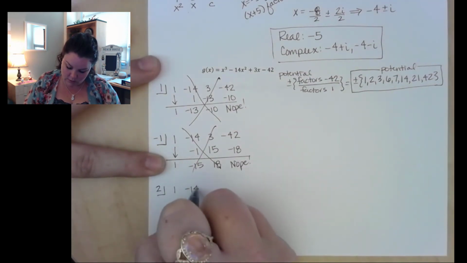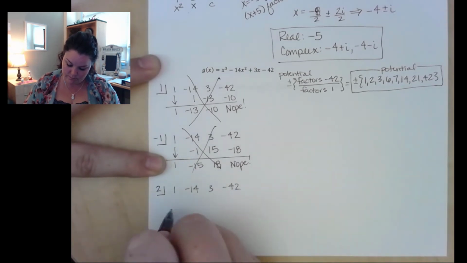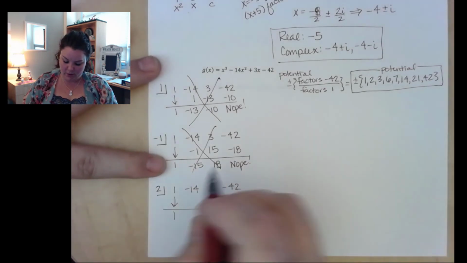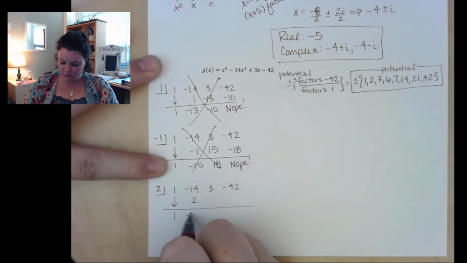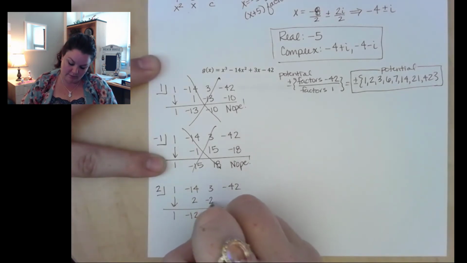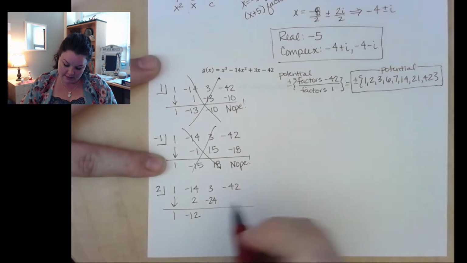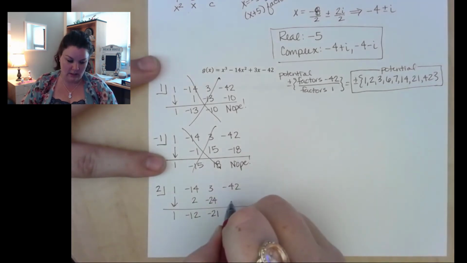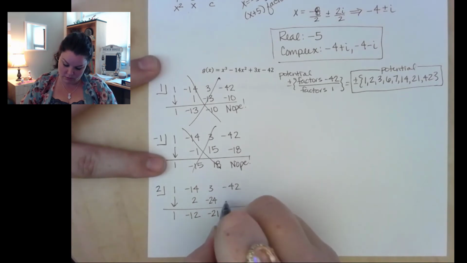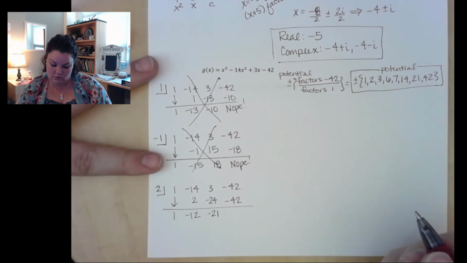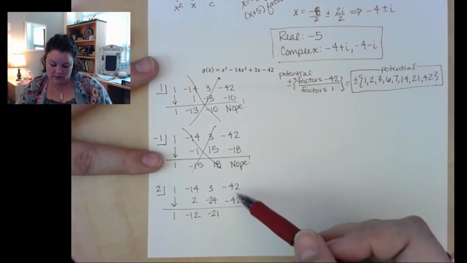1, -14, 3, -42. So we bring down our 1. 1 times the 2 in my box is 2, which gives me a -12. -12 times the 2 in my box is -24, which combines down to give me -21. -21 times the 2 in my box gives me a -42. Why is this not working? I feel like that should have been a 0. Look how close that is.